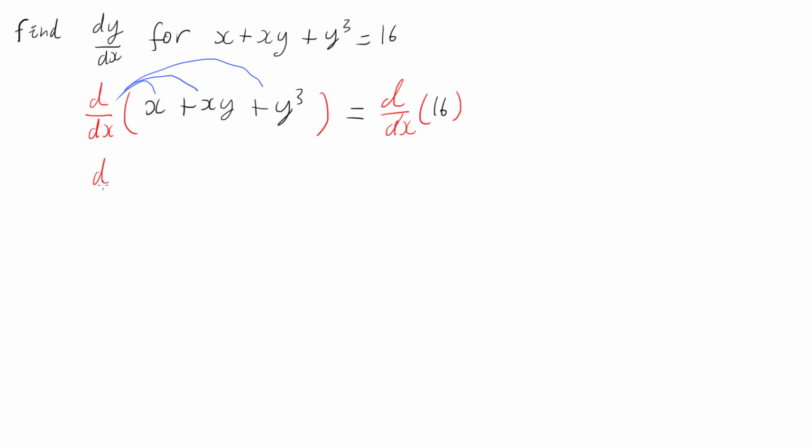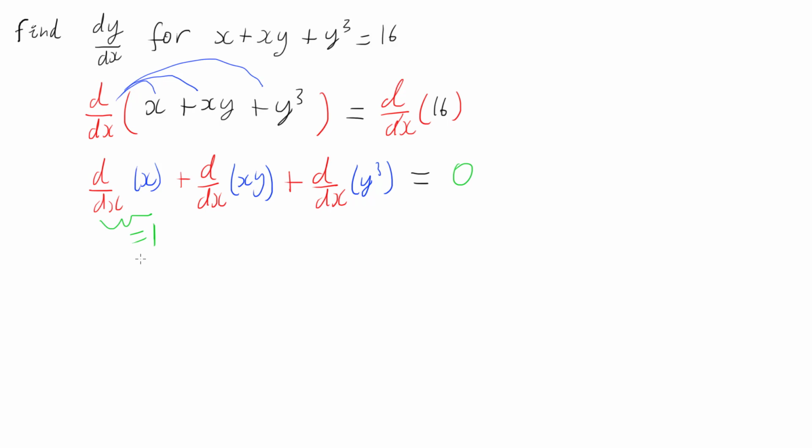So I'm going to have d/dx of x plus d/dx of xy plus d/dx of y cubed. And that's going to equal, well, d/dx of a number, 16 in this case, a constant, is just 0. So now I'm going to take a look at each of these small derivatives in turn. The derivative of x with respect to x is simple. It's just going to equal 1. So it's going to be nice and easy. But the others are a little bit harder.